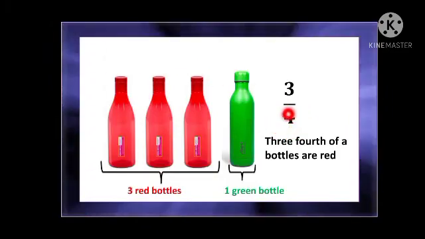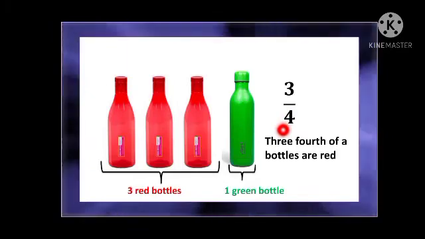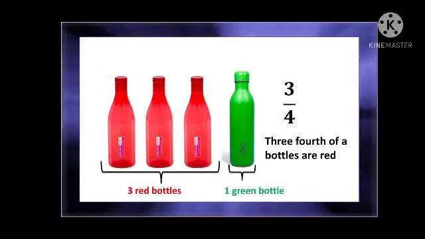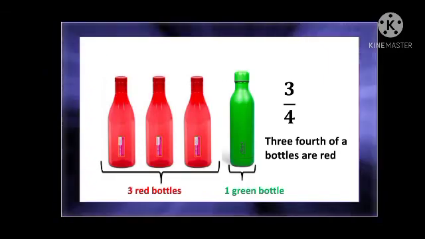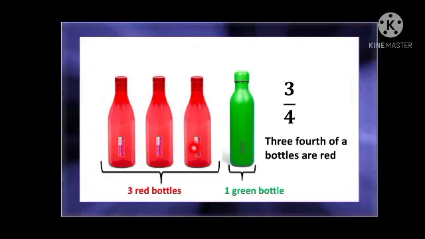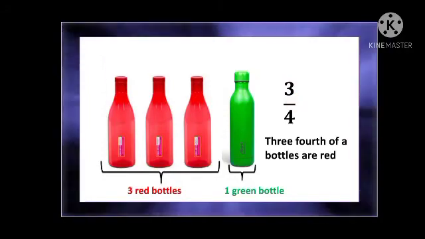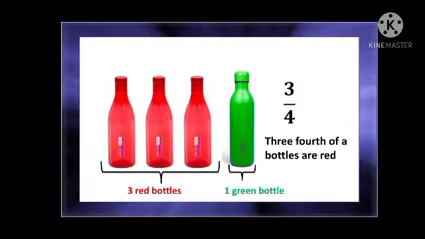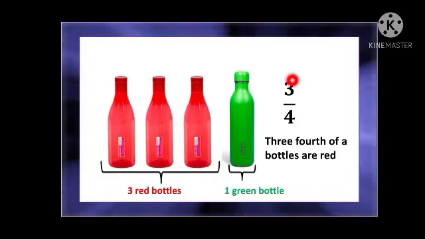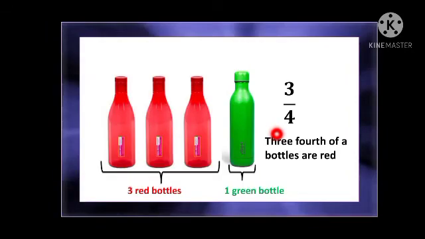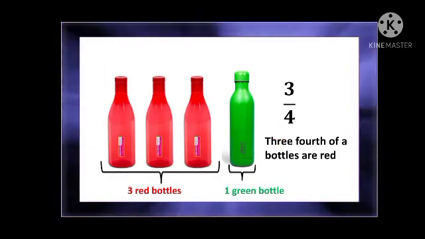So you have to write the total number of bottles in the denominator. And in the numerator you have to write how many equal parts you have. How many red bottles do you have? 3. So you write 3 in the numerator place, and in the denominator you write the total number of bottles. So the number above the line is called the numerator and below the line is called the denominator.